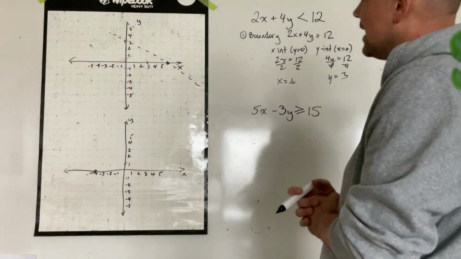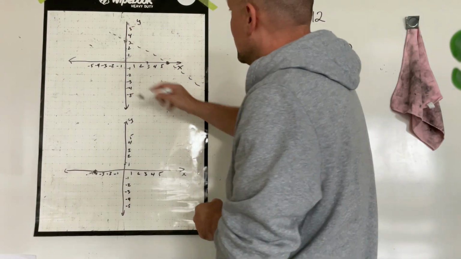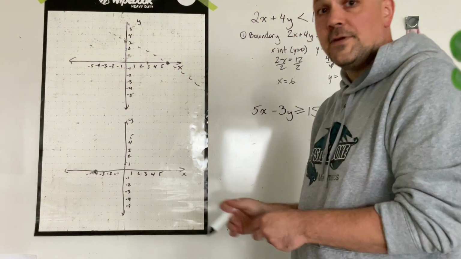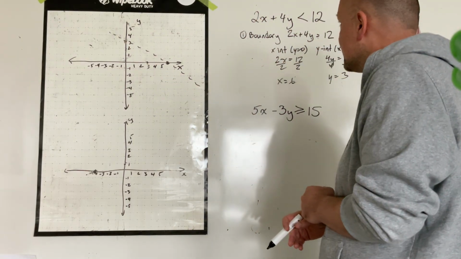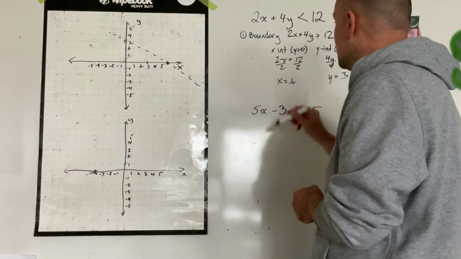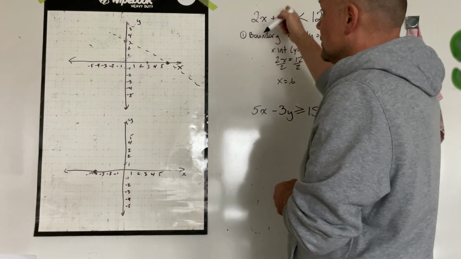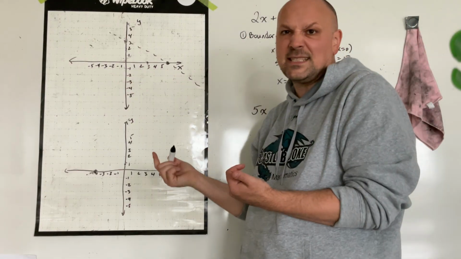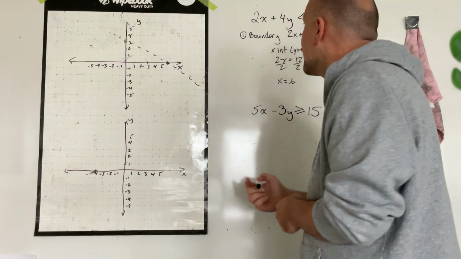Now I just have to decide if I'm going to shade up here or down here. If you have your own little tricks on how to decide that, that's fine. What I like to do is test 0, 0. You can test any point, 1, 1, whatever you want.